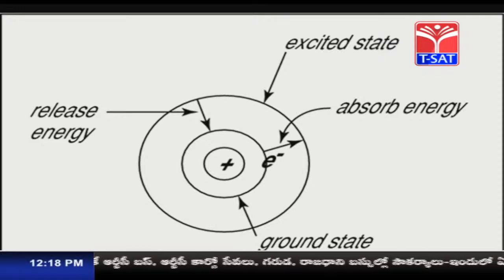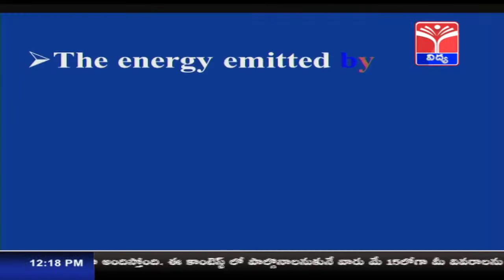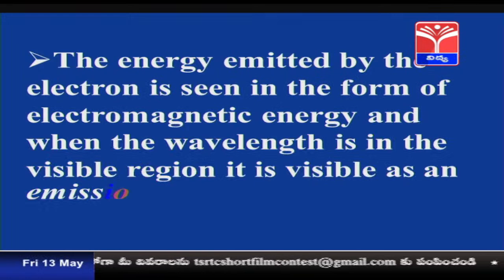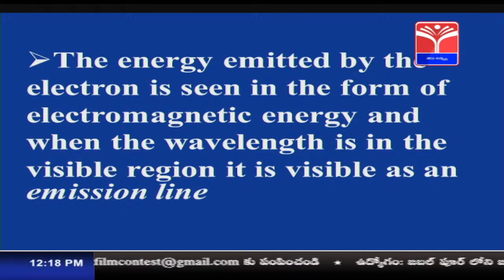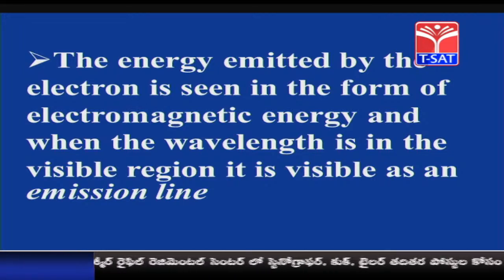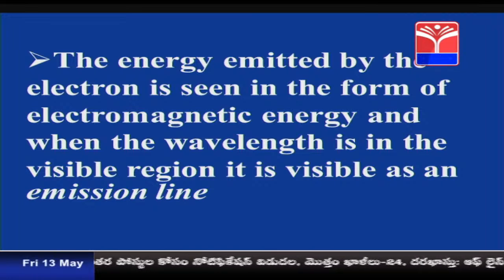Excited state. Electrons absorb energy and get excited to higher states, and at that excited state they are unstable. That is why they release the energy and come back to the ground state. The energy emitted by the electron is seen in the form of electromagnetic energy, and when the wavelength is in the visible region, it is visible as an emission line. That is why we get line spectra in the visible region.